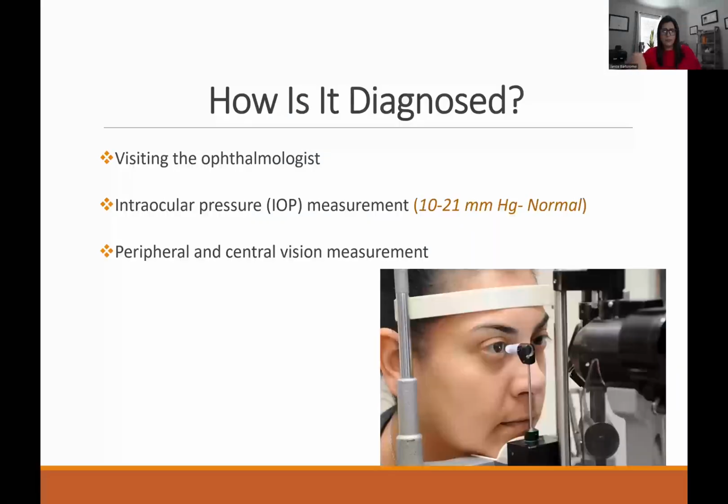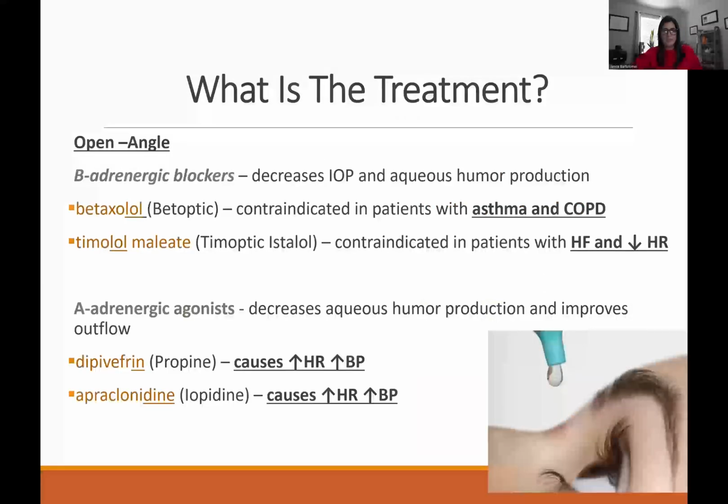We can diagnose it with just an ophthalmologist visit, who checks your intraocular pressure, which should normally be between 10 and 21, and takes peripheral and central vision measurements. All of these are done at your ophthalmologist. There are different ways we can treat it depending on which one it is. For the medical emergency, we have to intervene very quickly before you lose vision.